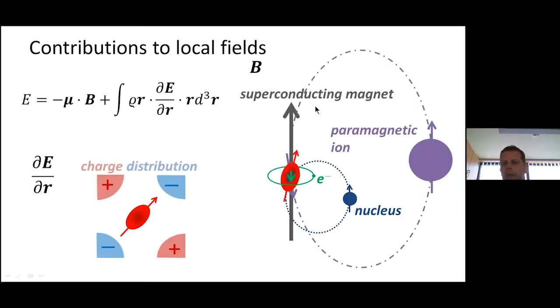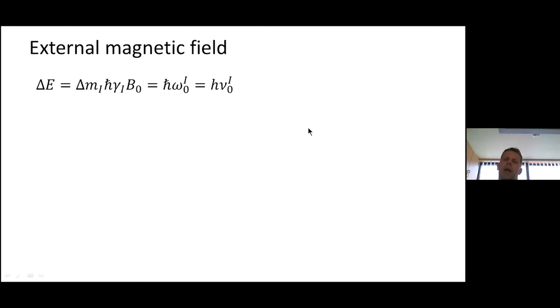Okay, now I will not have time to further discuss the electric field gradient contribution, but I will say a few words more about the different contributions to local magnetic fields, and how these different contributions affect the transition frequency or the energy splitting. Well, for the external magnetic field, the situation is simple.